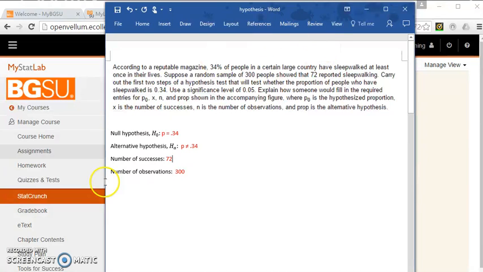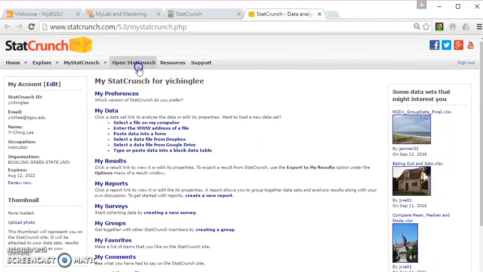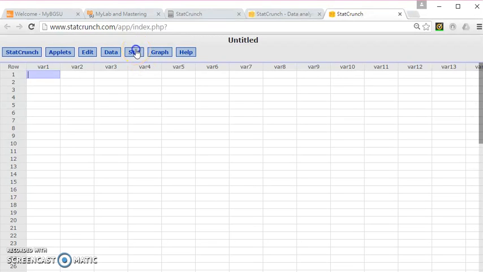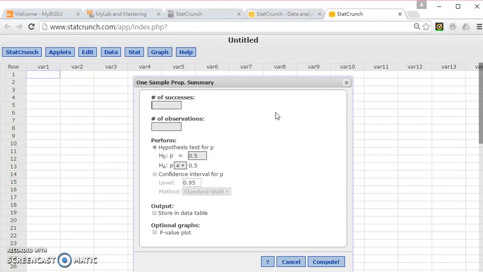So now let's go ahead to StatCrunch. Go to the StatCrunch website, and then we're going to just open StatCrunch. And once we have it, we click on Stat, Proportion Stats. We're doing one sample, and we only have the summaries. So first thing we want to type in is the number of successes, so it's going to be 72. Remember, the number of people who reported sleepwalking. And the number of observations, that's the sample size, which is 300 here.